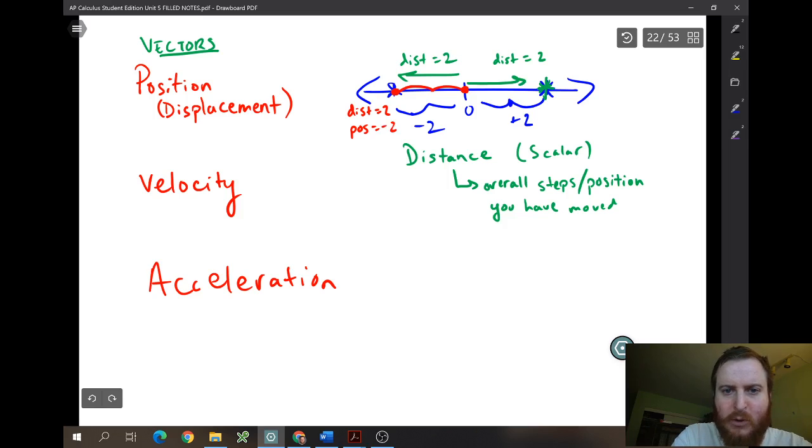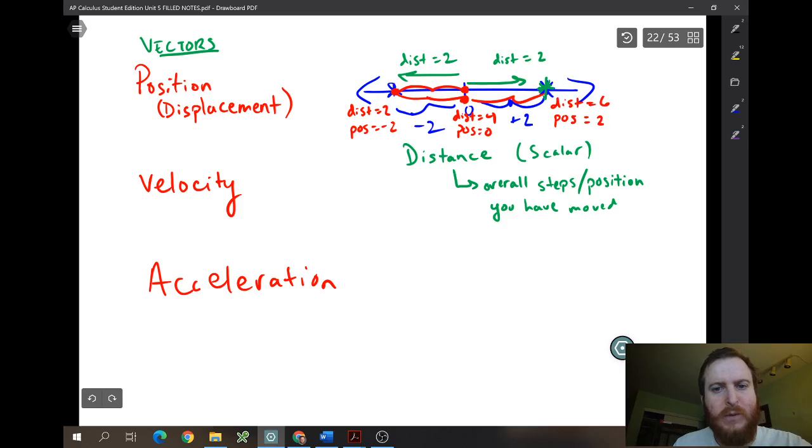Then if I walk backwards and I take 2 more steps back to be at the origin, now the distance that I've traveled is 4. I've gone 4 steps. But my position is 0 because I'm back at my starting point. And maybe I go 2 more steps over to the right. Now my distance is 6. I've taken 6 total steps, but my position is only 2 because I'm only 2 to the right. So that's how distance works. Position is where are we compared to the origin, whereas distance is how many overall steps or what overall position have I moved.